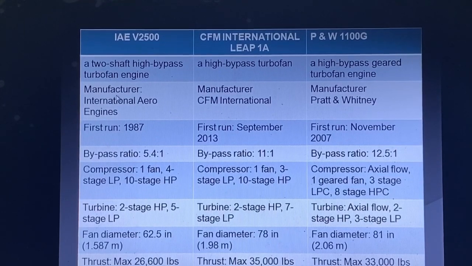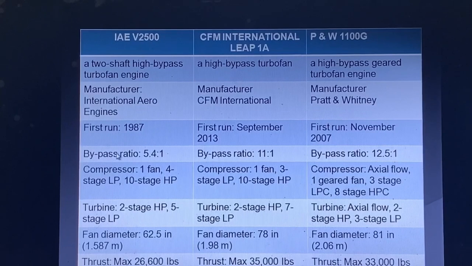Next, the manufacturer of IAE engines is International Aero Engines. For the CFM International Leap 1A engine, the manufacturer is CFM International, and for Pratt & Whitney, the manufacturer is Pratt & Whitney, as the name says. The first run of the IAE V2500 engine was in 1987. Next, for the CFM International Leap 1A engine, the first run was in September 2013, and for the Pratt & Whitney 110G engine, the first run was in November 2007.